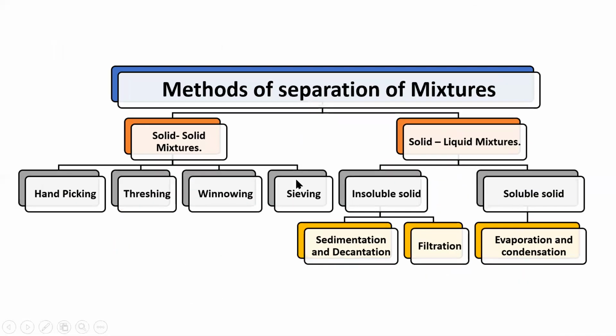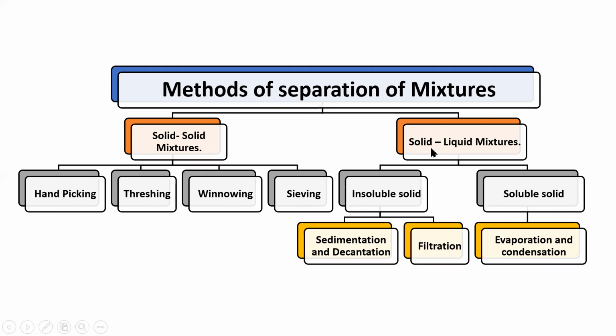Okay, now let's consider this chart. Okay, tree diagram, different methods of separation of mixtures. Now, depending on the type of the mixture, different methods can be used for separation. For example, if the mixture is solid in solid type, then hand picking, threshing, winnowing, sieving, this type of methods can be used.